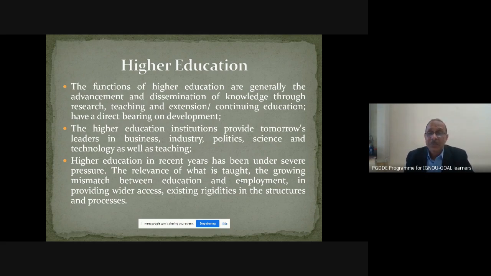Higher education is under severe pressure. This is what you can see: the relevance of what is taught today. I think that's what many higher education systems in various countries say. I hope the same is the case in our country. What we feel about higher education in India, we feel that yes, somebody wants to ask something.